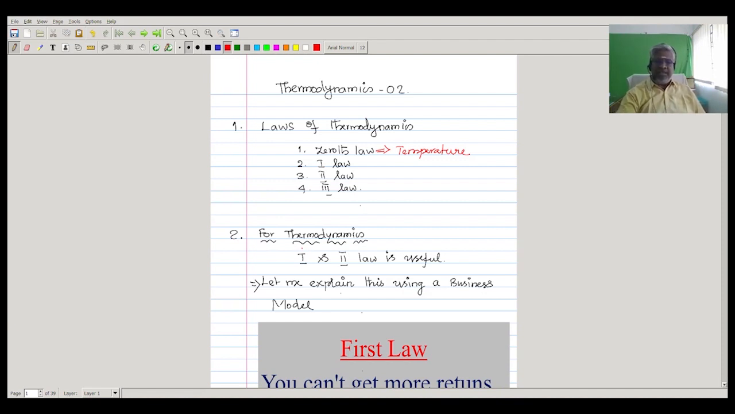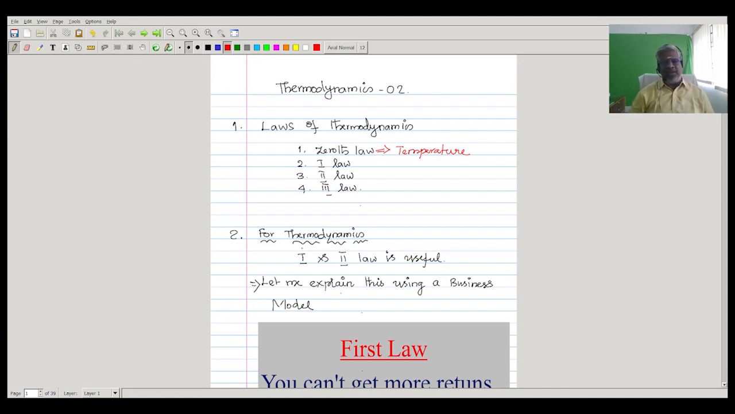So, let me explain this using a business model, because unless we understand what is exactly happening in thermodynamics using a routine life model, it is highly impossible for you to conceive the idea. So, this time I am going to explain the first and second law of thermodynamics using a business model. Exactly, we can correlate this to thermodynamics.